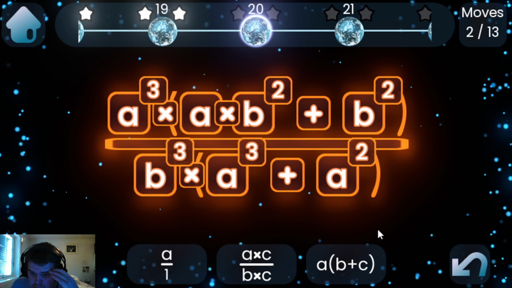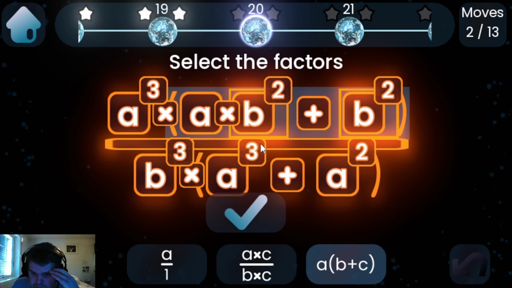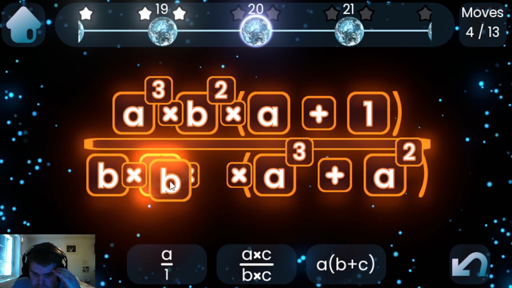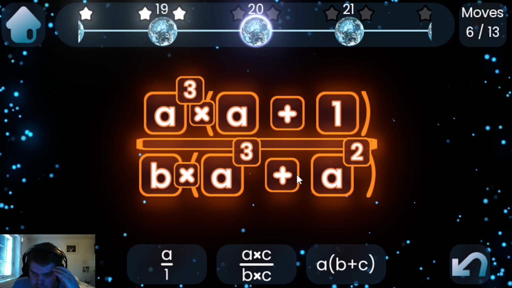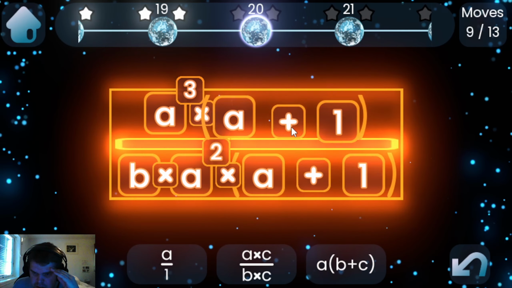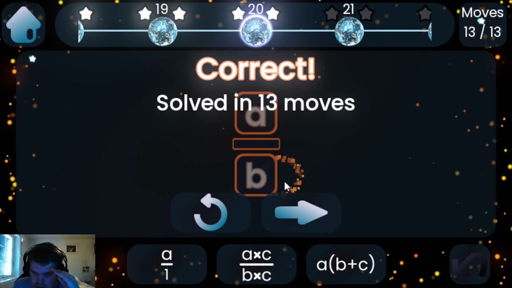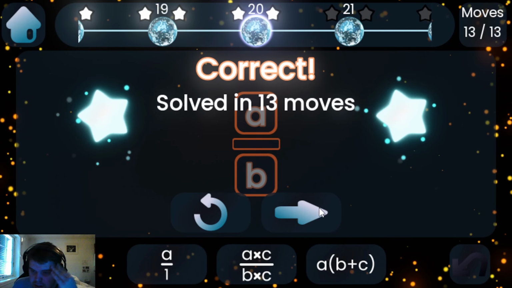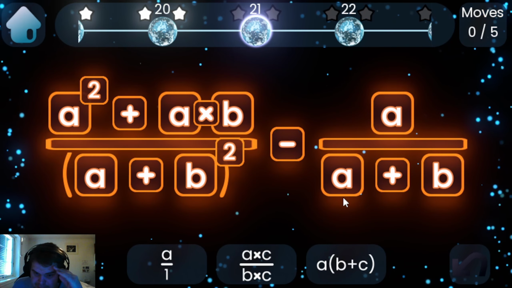So, we can get the b squared out of this one. Yeah, and then we can just kill that. We can get an a squared out of this one. Oh, everything's gonna die, huh? This is so nice. Beautiful. A over b. Oh, it's so nice when it all goes away.